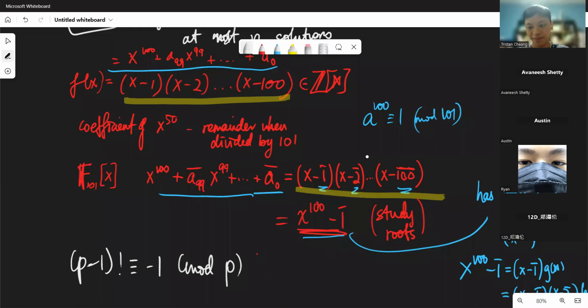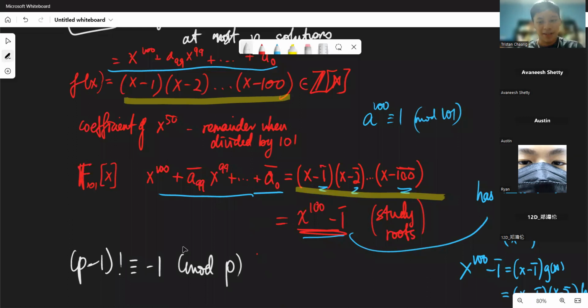So by taking polynomials into mod p, you can somehow simplify things a lot. But you have to remember that you know what you're doing. You take something in Z[x] and then bring it to F_p[x]. Okay.